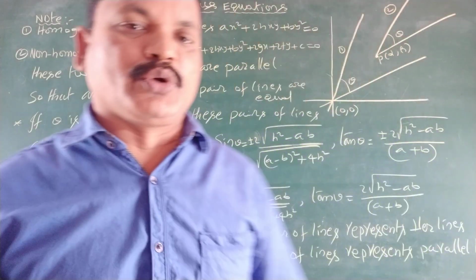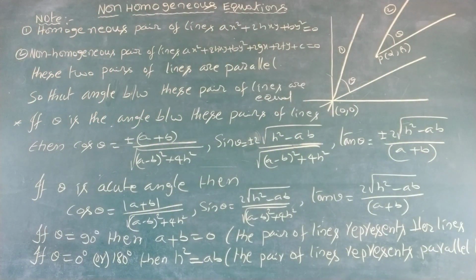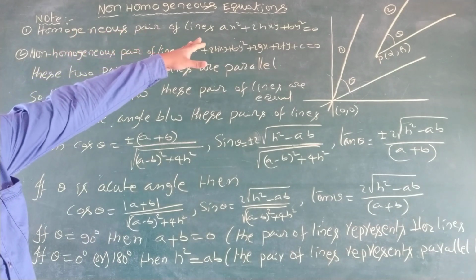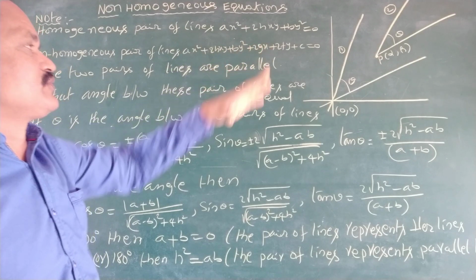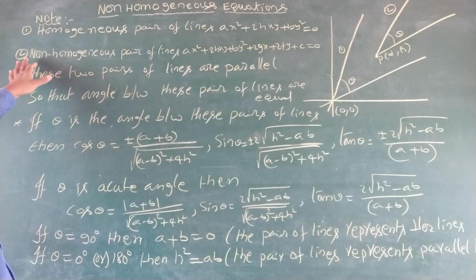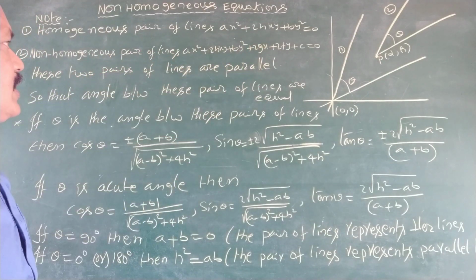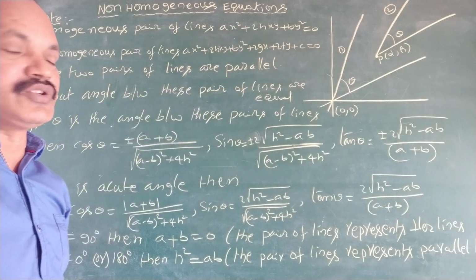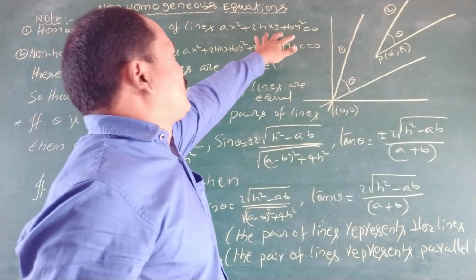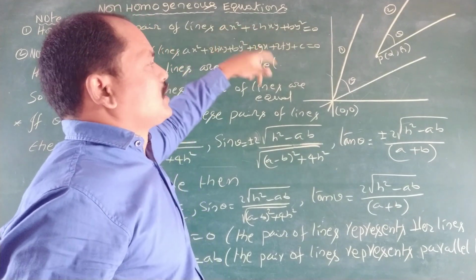Now we are going to the note point for this one. Actually, the homogeneous pair of lines equation is ax square plus 2hxy plus by square is equal to 0, and the non-homogeneous pair of lines is ax square plus 2hxy plus by square plus 2gx plus 2fy plus c is equal to 0. That's why this is the common part for these two. That's why these two are parallel.